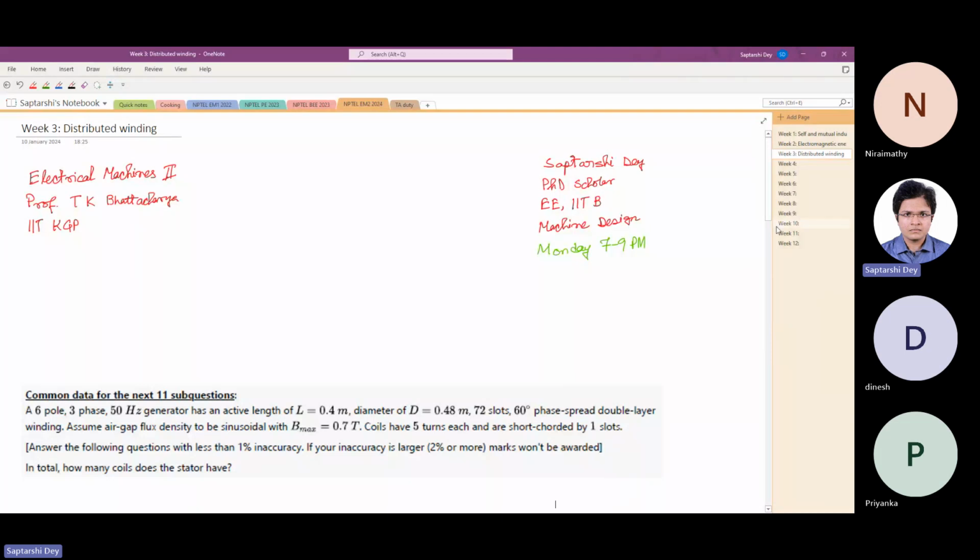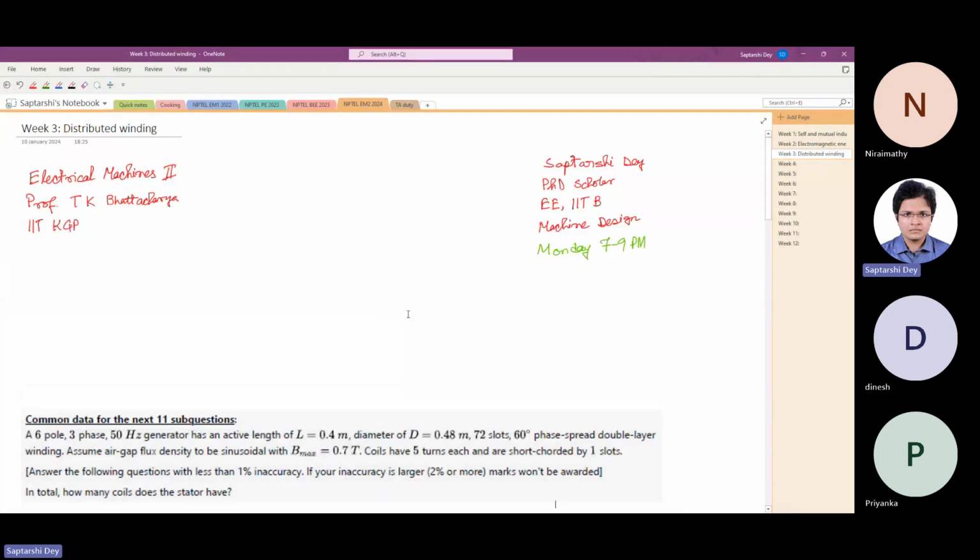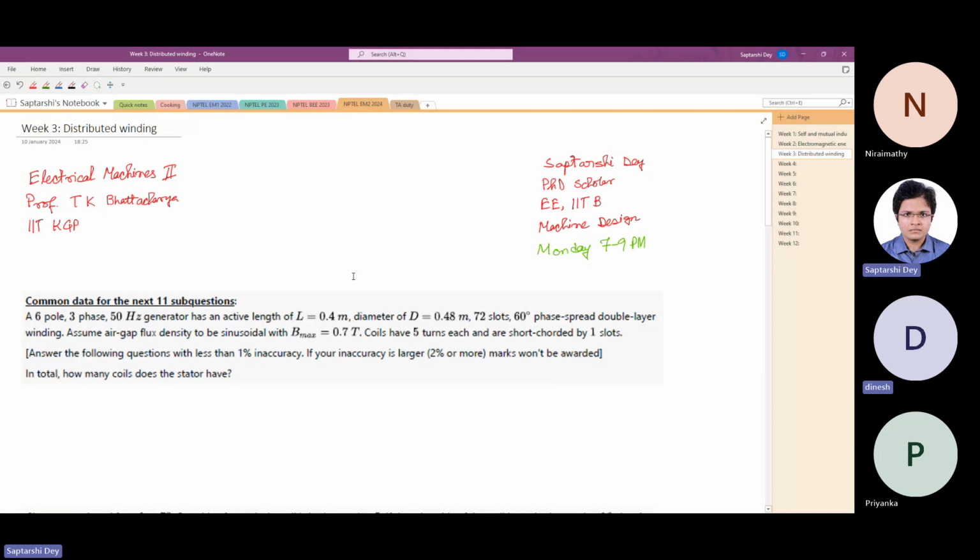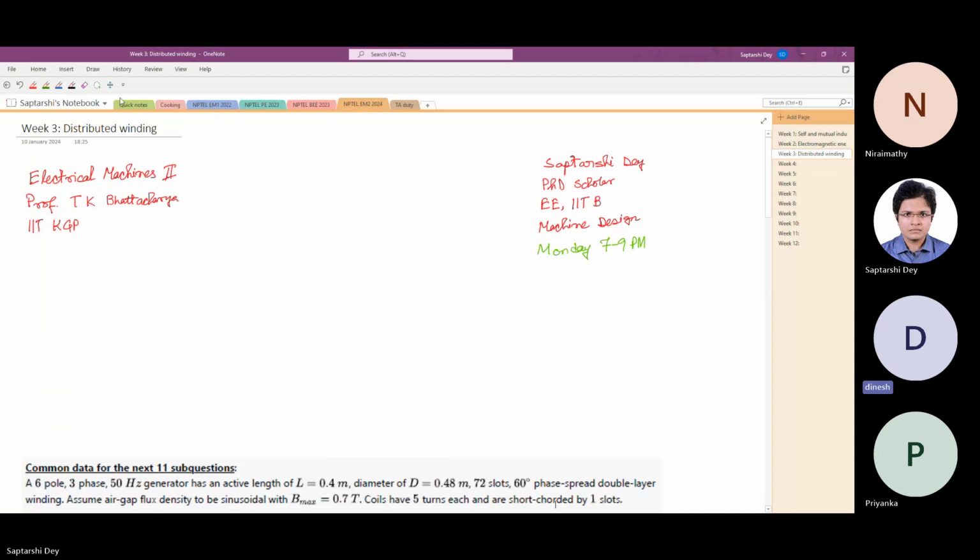Okay, then we'll start as usual. So, any doubt? First, we'll take doubts from this week and last week's lectures. Then we will go to solve problems of this week. So if there is no doubt right now, you can go ahead. Yes, sir, I have a doubt in single layer and double layer winding.